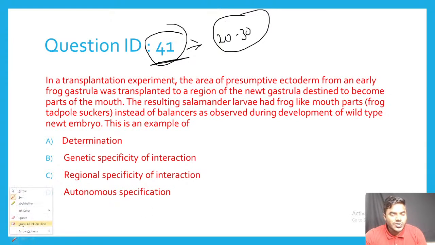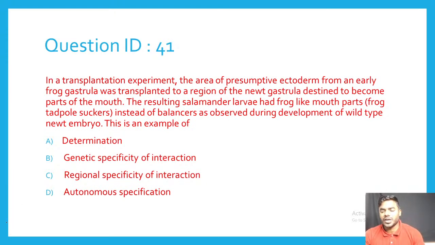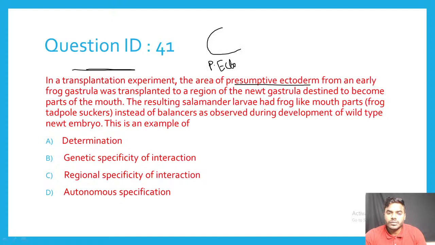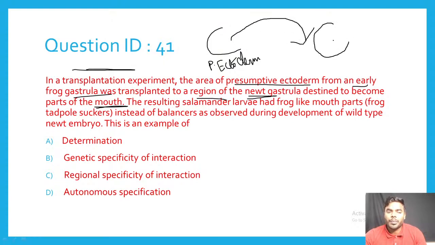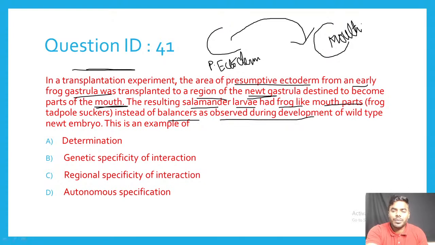This question is not a difficult question. It is a logical question. In a transplantation experiment, the area of presumptive ectoderm, imagine this is the presumptive ectoderm, from an early frog gastrula was transplanted to a region of the newt gastrula destined to become part of the mouth. See here, this presumptive ectoderm we have transplanted to a particular part which is going to become the mouth. Now the resulting salamander larva had frog-like mouth parts instead of balancers, as observed during the development of a wild type newt embryo. This is an example of.